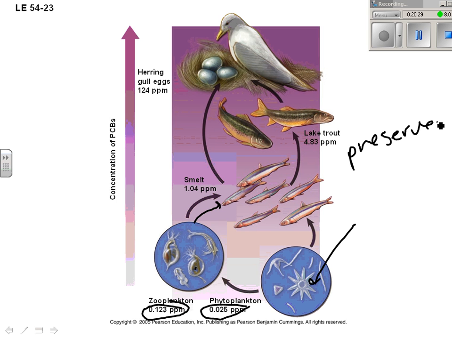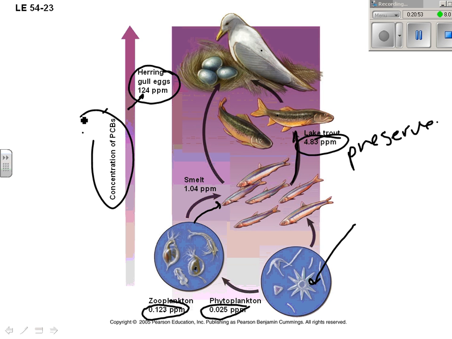They're preserved in the tissues. So then a lake trout might eat 4 or 5 smelt, and now it has that much of the toxin in its tissues. And then a herring gull is the bird that maybe eats lake trout eggs or whatever, and it's been feeding on them and feeding on them and feeding on them. The eggshells get really weak because of all the concentration of toxin. PCBs was the one that's measured here, but this is true of any ecosystem.